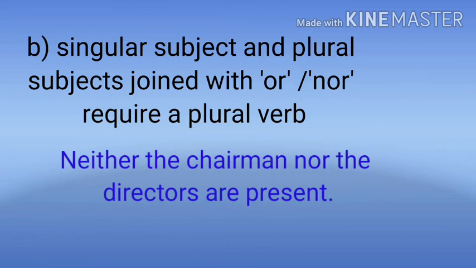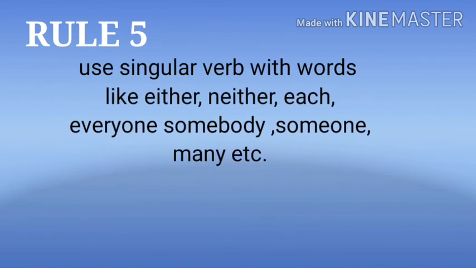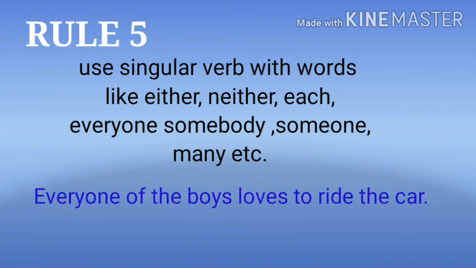Next, we'll move to rule number 5. Rule 5 says, use singular verbs with words like each, either, every, nobody, somebody, someone, many, etc. For example, "Every one of the boys loves to ride the car." See, here we have "every one of the boys." We have the word everyone. So, we have to use a singular verb, "loves." Remember, a singular verb is formed by adding s to the verb.